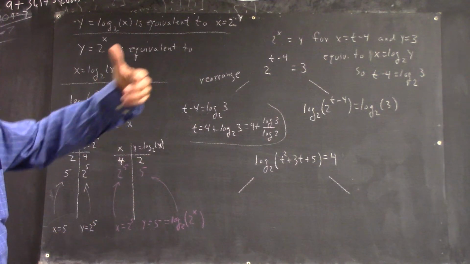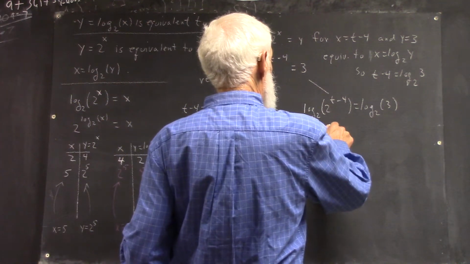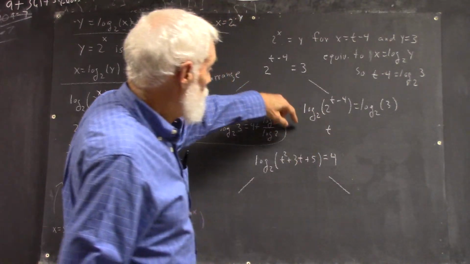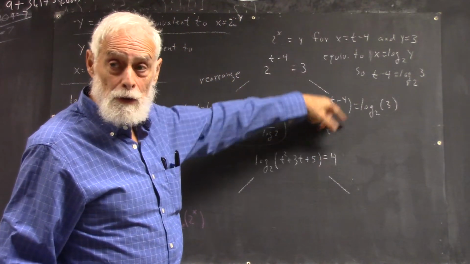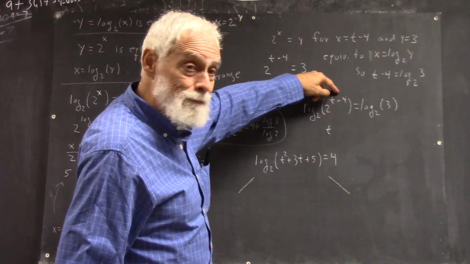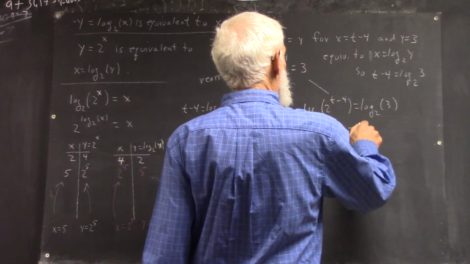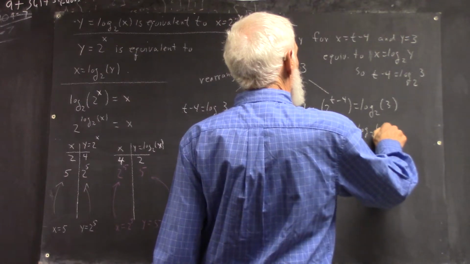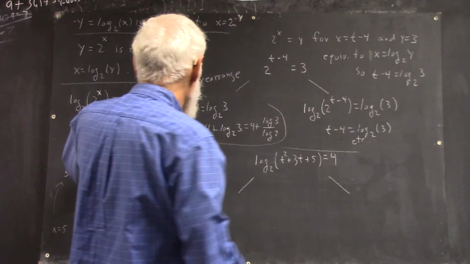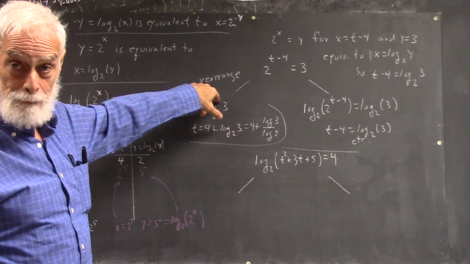Okay, it's f inverse of f of t, or f of t minus 4, or whatever. So this just tells us that log base 2 undoes the 2 to the x function, giving you just whatever is in the exponent. So you get t minus 4 equals log base 2 of 3. And that's identical to what you got here just by doing the rearrangement.